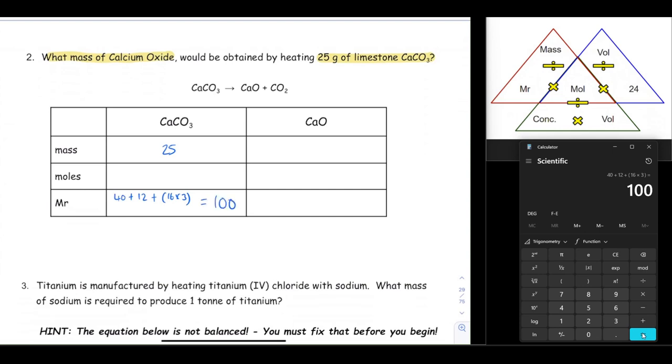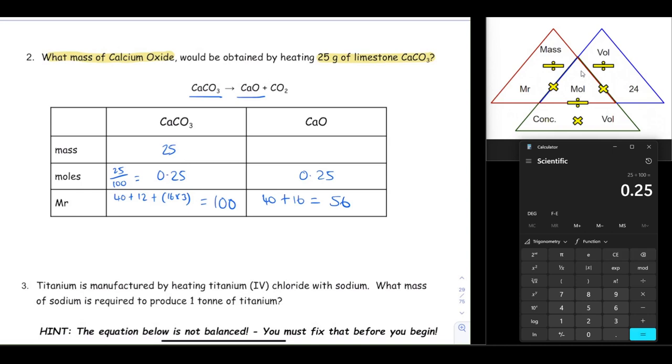To work out our number of moles, we must do the mass divided by the MR. That will give us our number of moles. So 25 over 100 gives us 0.25. Now we look at our molar ratio. It's a 1-to-1 ratio. So if I've got 0.25 moles of that, I've got 0.25 moles of that. I can work out my molecular mass in this column. I can say 40 plus 16 gives me 56.